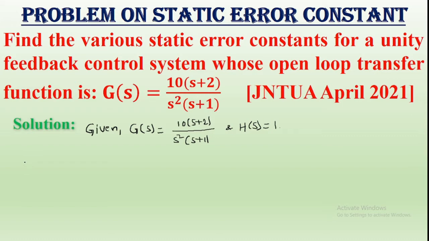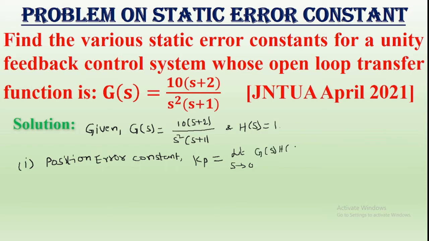So first determine the static position error constant. We know that the basic expression of the position error constant Kp is equal to limit s tends to 0 of G(s) H(s). Given that G(s) is 10(s+2) / (s^2(s+1)) into H(s).